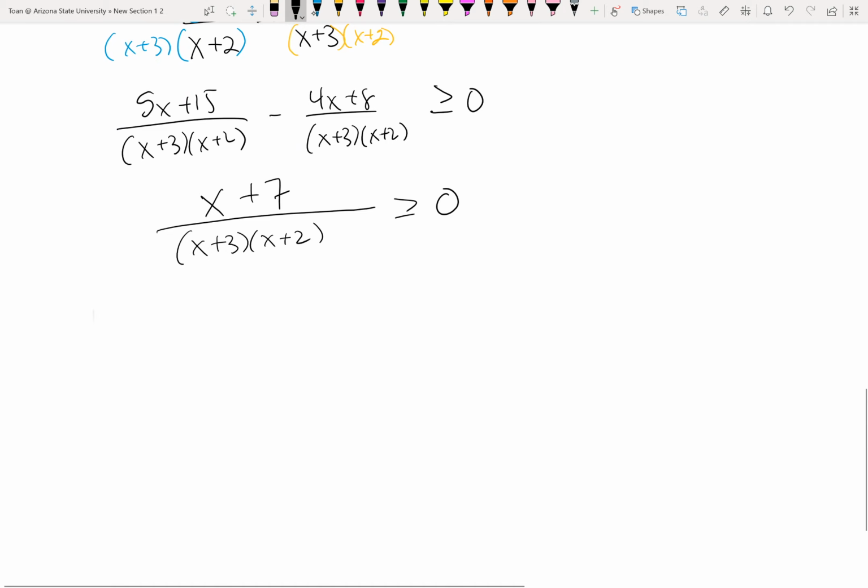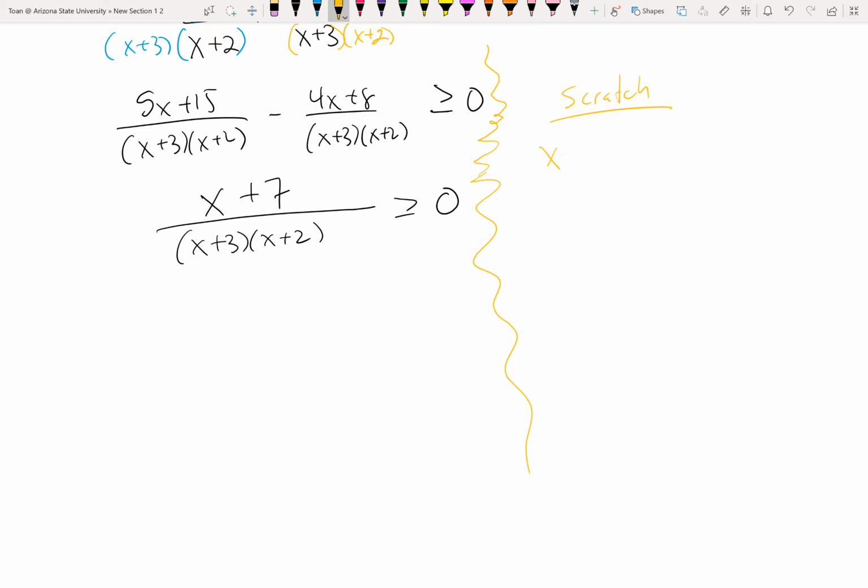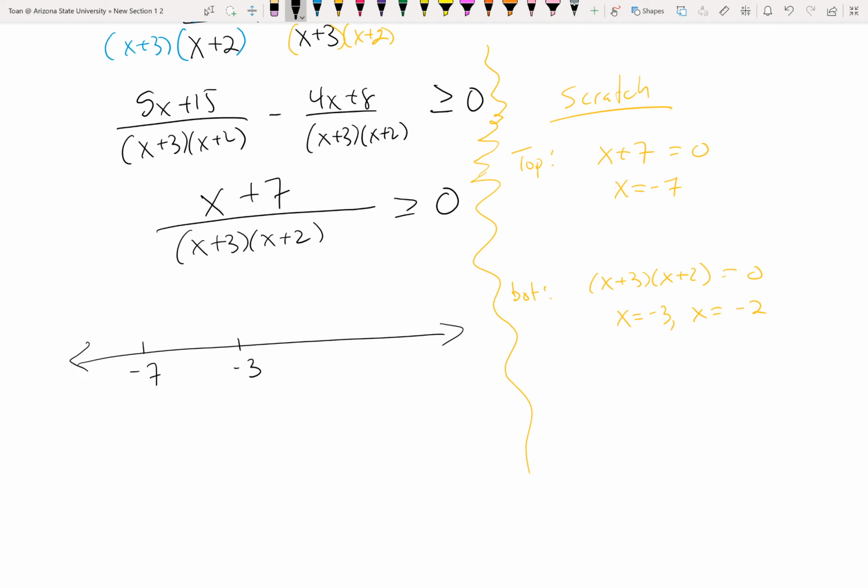The moment you have one fraction, you know how in the past our scratch work was, hey, pretend that it equals 0. You're going to do the same thing, except you're going to do it to both top and bottom. So here's your scratch work. I'm going to set the top equal to 0, and then I'm going to set the bottom equal to 0. So clearly the top is x equals negative 7. The bottom is x equals negative 3, x equals negative 2. And those are the numbers that you're going to plot on your sign diagram. So you have negative 7, negative 3, negative 2.